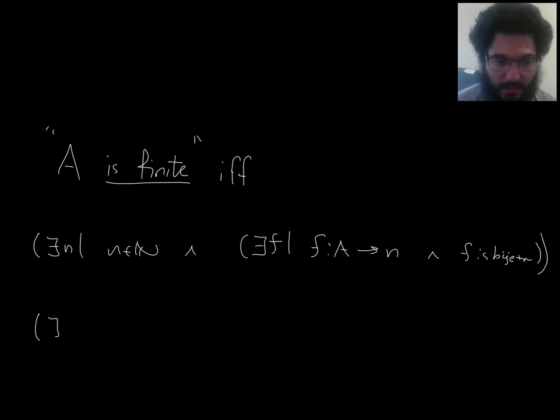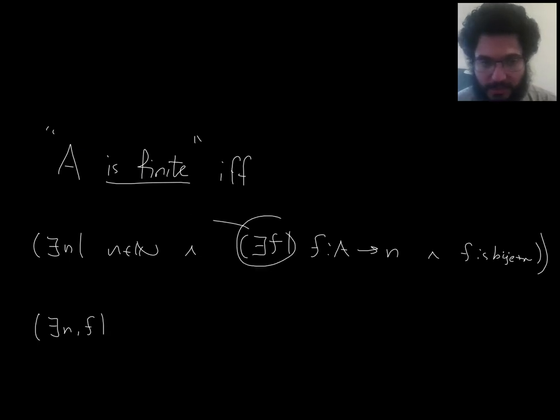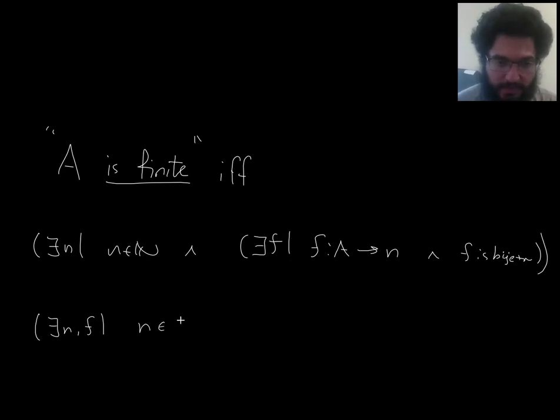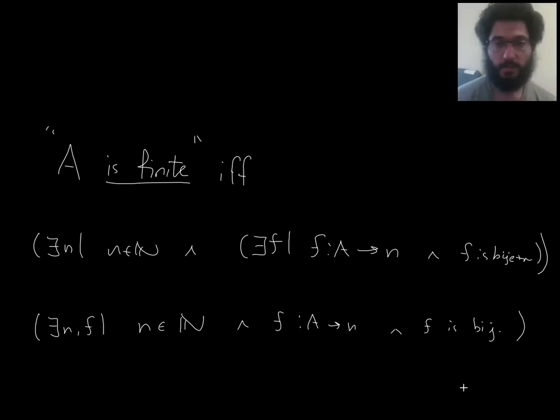In fact, it's totally harmless to pull this existential quantifier out to there. So we can write it like this. There exists a natural number and a function from A to that natural number, which is bijective. So a finiteness claim is an existence claim. It's a claim that there exists a natural number and a bijection.